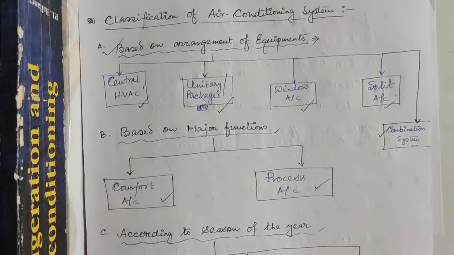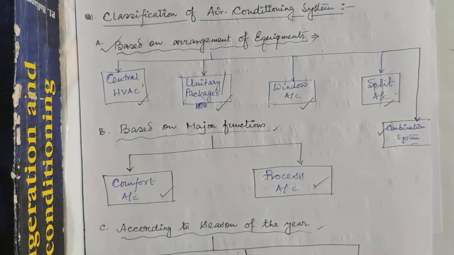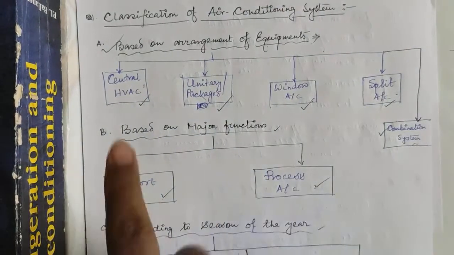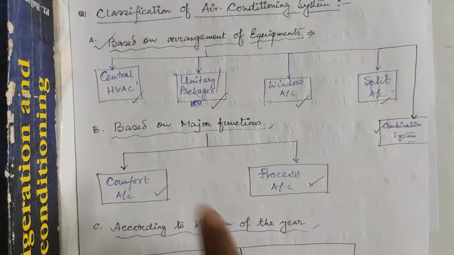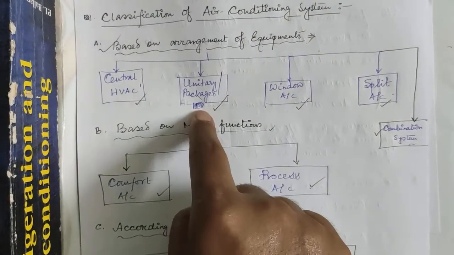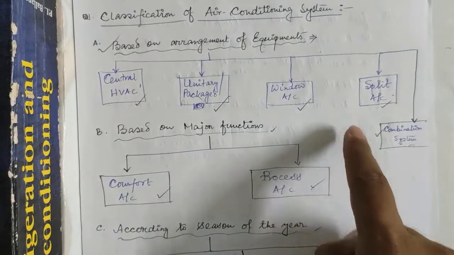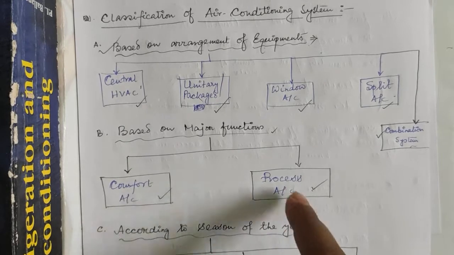Now regarding the other classifications, that is based on arrangement of equipment or based on measured function, all these have been well discussed in any of the textbooks. We can go through the textbooks for all these different types of classifications, like central air conditioning, unitary or packaged, window air, split AC, combination system, or on the basis of measured function, that is comfort air conditioning, process or industrial air conditioning.